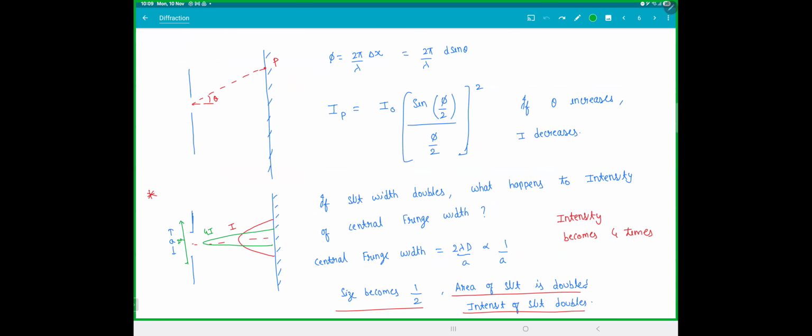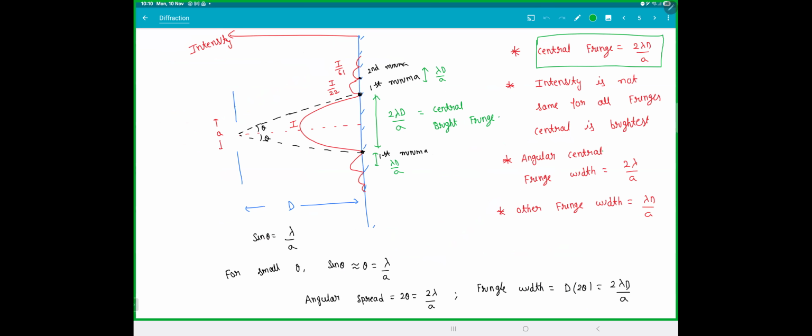And then there is a question like this in the exam. If the width of the slit is doubled, what happens to the intensity of the central bright fringe? This is an important question. What do you guys think? If you make the slit width double, what happens to the intensity of the central bright fringe? Do you remember in YDSE, if you make the slit double, what happened to the intensity?